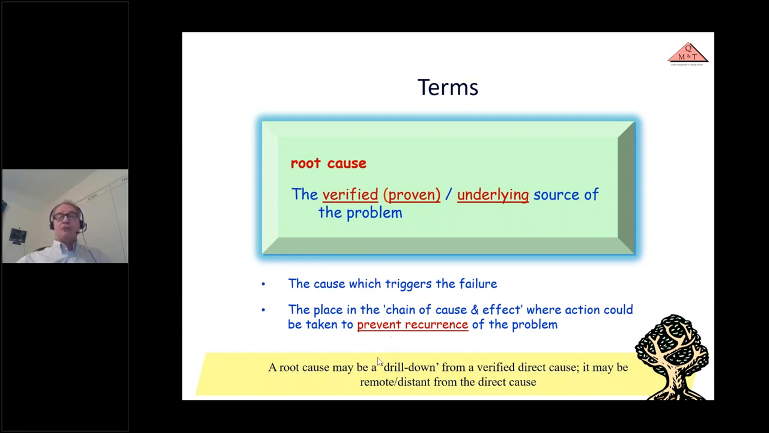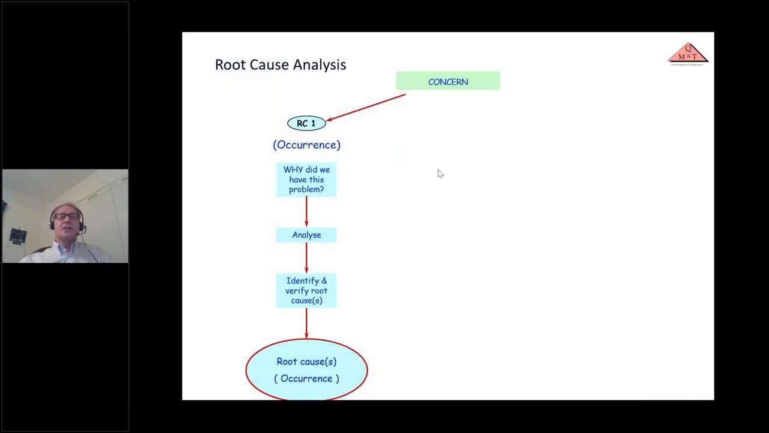A root cause may be a drill down from a verified direct cause. Often it is, and it may be quite remote or distant from the direct cause. However, although this is a fairly general or typical definition, really there's more detail that the team need to be aware of, because there isn't simply one root cause. There are different types of root causes, and there can be more than one root cause that contributes to the problem. On the next slide, I'm going to illustrate now 3 likely drill down paths.